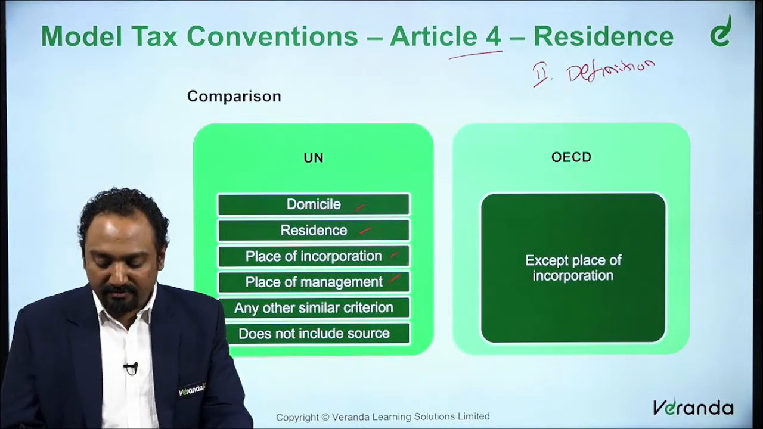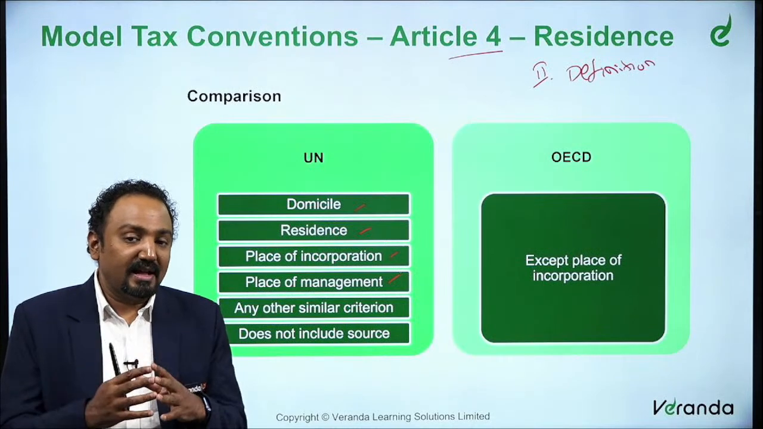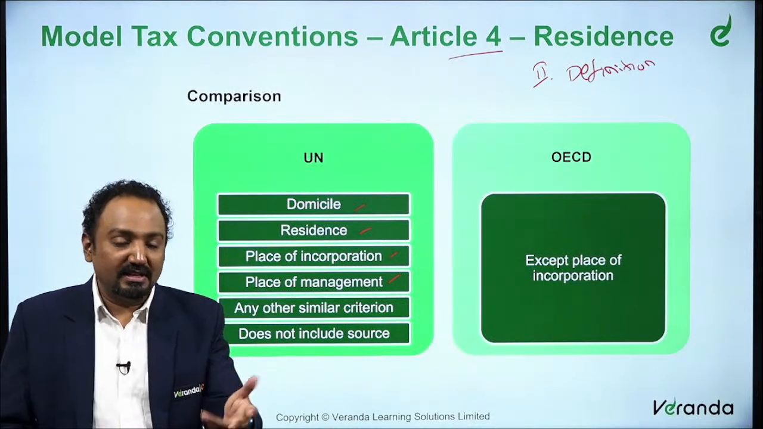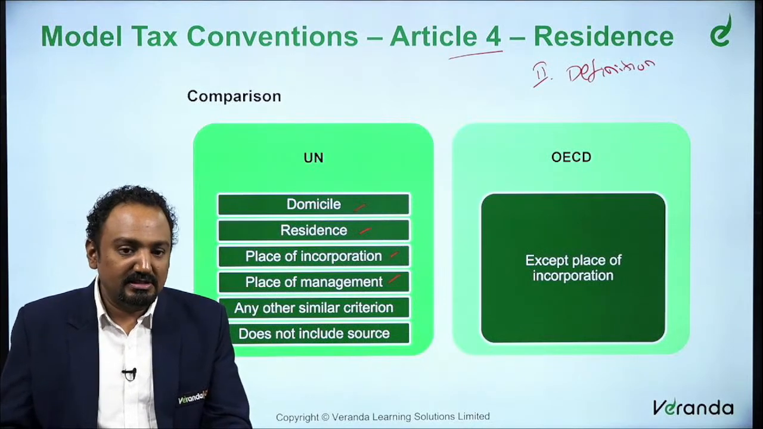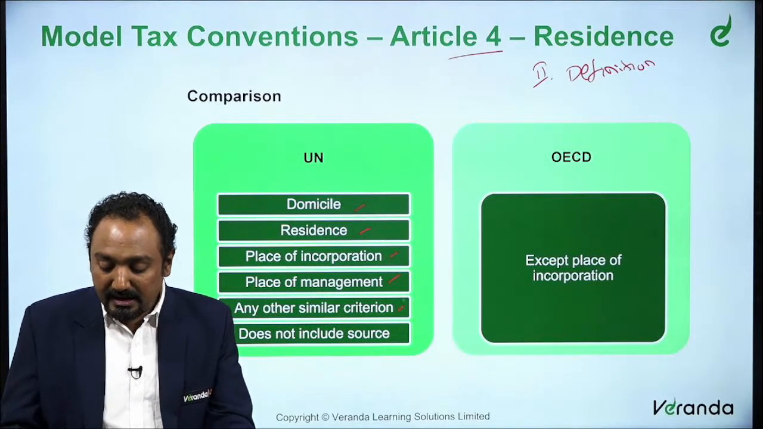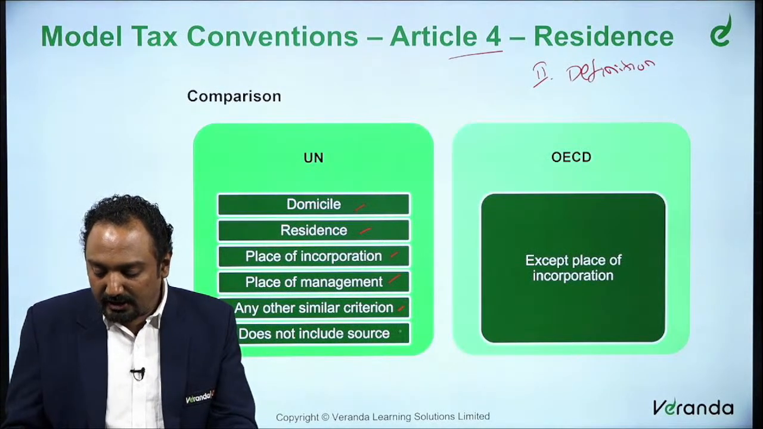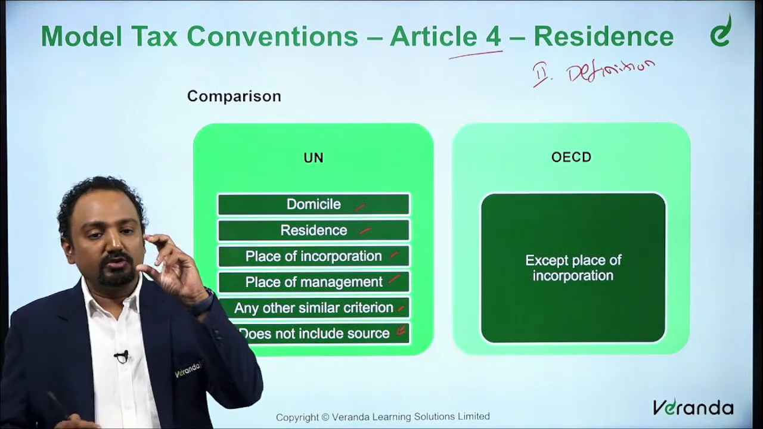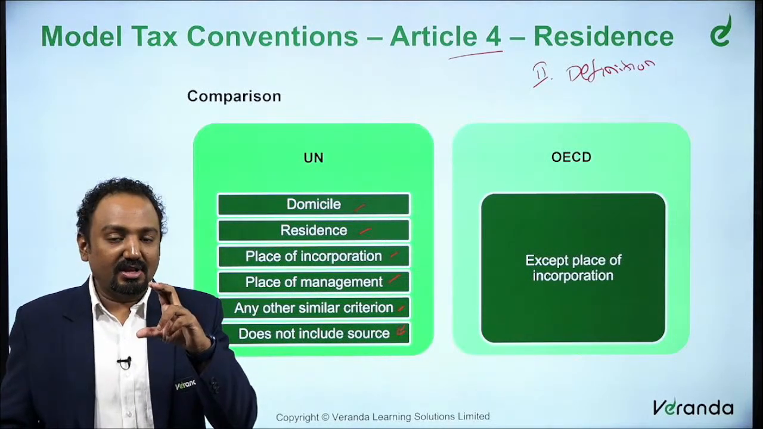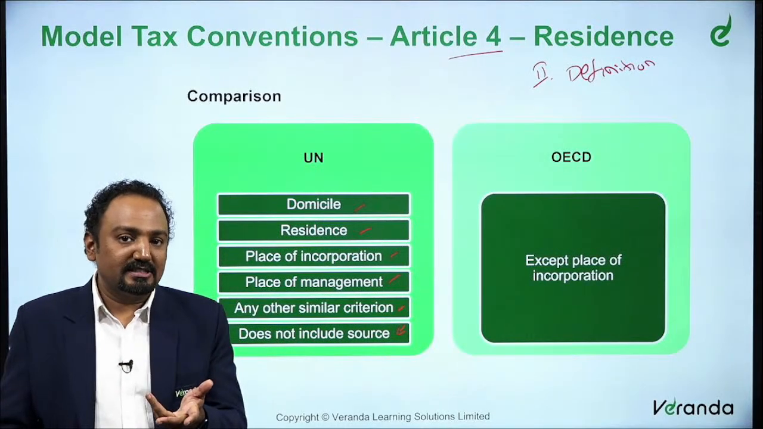And then you have place of management. This is something like POEM. So we need to understand where the effective management sits. That is what you call place of effective management. So that is discussed here. Any other similar criterion, and it does not include source. So here when you say residence, it is based only on residence determination, and source is not discussed here.